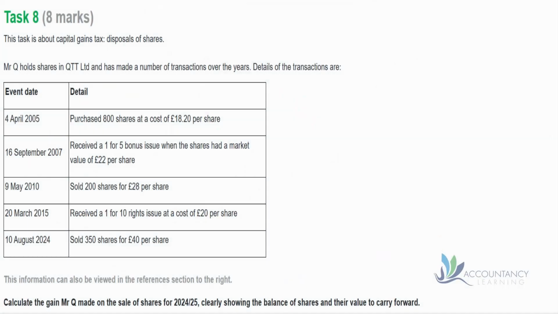In this video, we're going to explain how to do task 8 from AAT sample assessment number 1 for personal tax. Task 8 is about capital gains tax, specifically the disposal of shares. So we're provided with information, so let's have a look at this. Mr. Q holds shares in QTT Limited and has made a number of transactions over the years. Details of the transactions are, so there is our table with the various purchases and sales of shares.